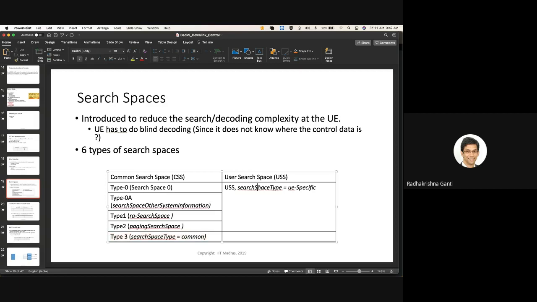Okay, and this last search space, which is the UV specific search space, is mainly for UV data transfer. This is where the scheduling of particular UVs and other things happen. If a particular UV has to be scheduled, that is put in the UV specific search space. Okay, so there are 6 types of search spaces. Is this clear? And this is what 3GPP defines. Any questions on this?